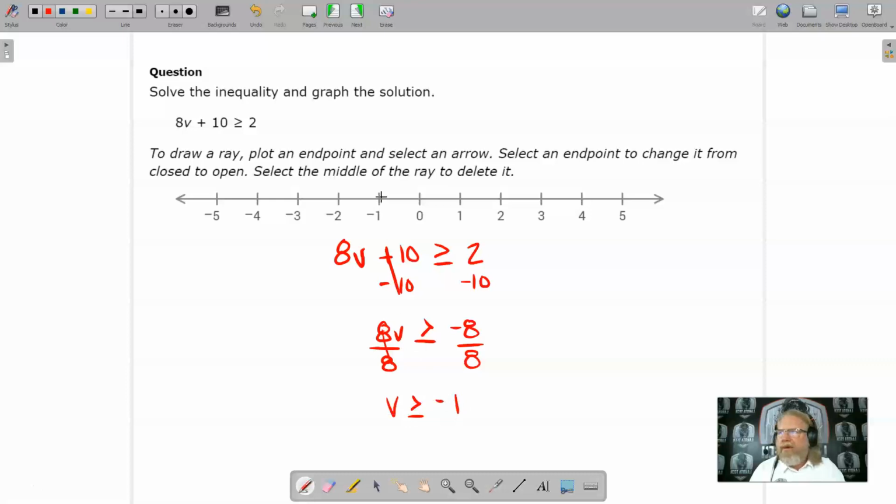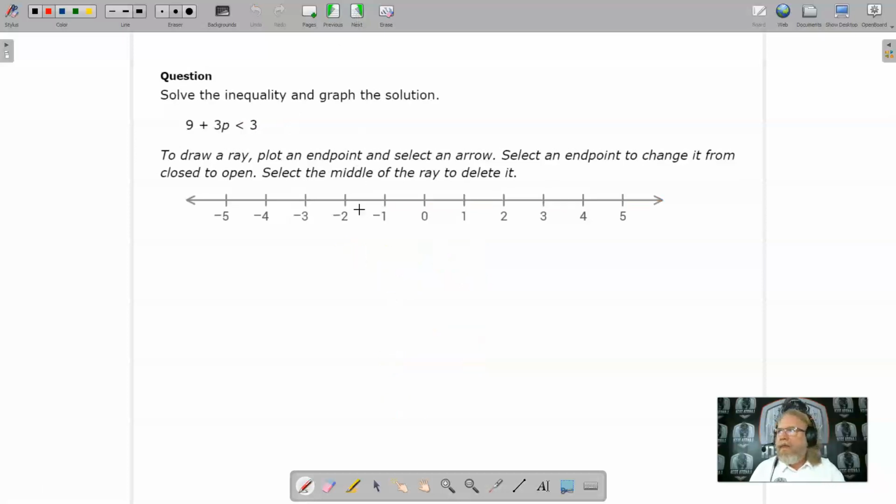Notice the equal to portion. It should be a closed dot. Click once for open, click twice for closed, and all the numbers greater than negative 1 are all those values to the right. Again, you could go ahead and grab a number like 0, plug it in there. 8 times 0 is 0. Is 10 greater than or equal to 2? Indeed, true statement, so we know our arrow went in the correct direction.